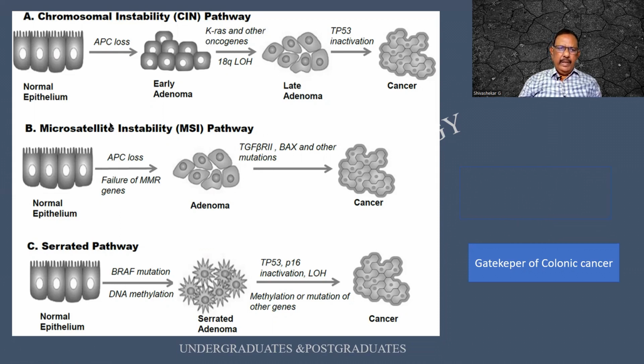The next one will be the serrated pathway. Serrated lesions of the intestine is a recent advanced question which I have covered in detail. I would like you people to kindly go back. So in this, there is a BRAF mutation or a DNA methylation. There is a serrated adenoma. Again, inactivation of the P53, P16, and methylation or mutation of the genes can lead to a cancer.